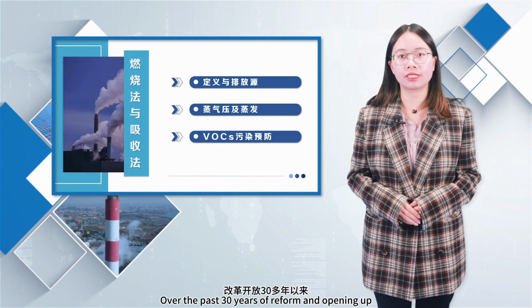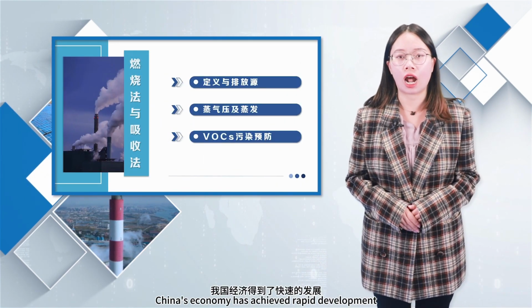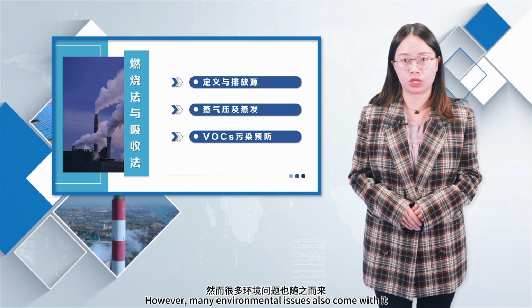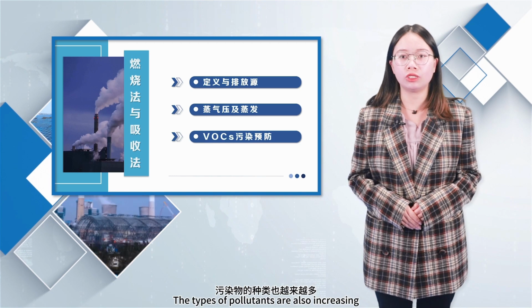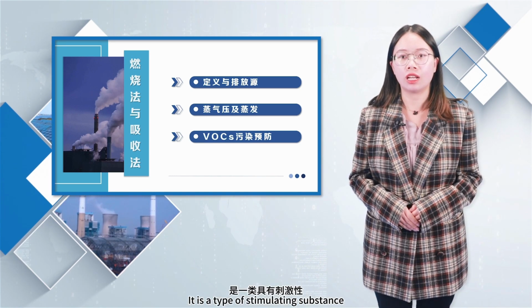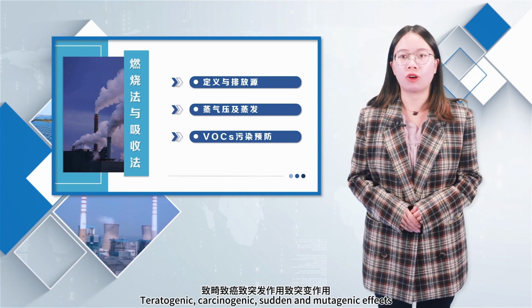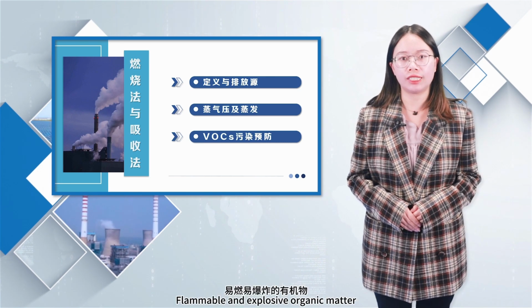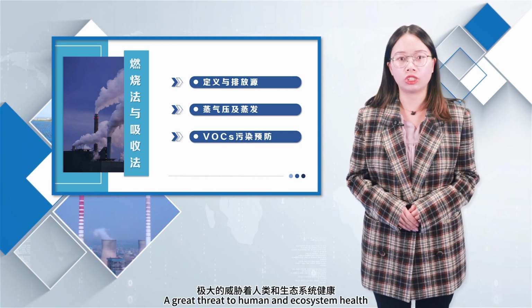Over the past 30 years of reform and opening up, China's economy has achieved rapid development. However, many environmental issues also come with it. The types of pollutants are also increasing. Volatile organic pollutants are a type of stimulating substance with teratogenic, carcinogenic, and mutagenic effects, and are flammable and explosive organic matter, a great threat to human and ecosystem health.